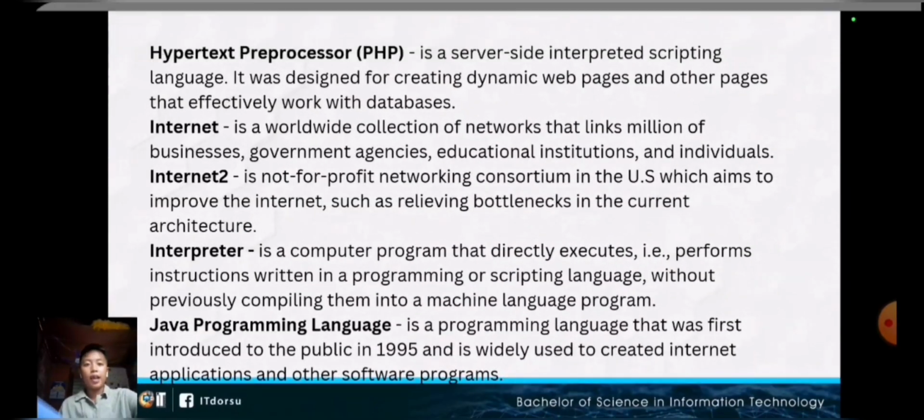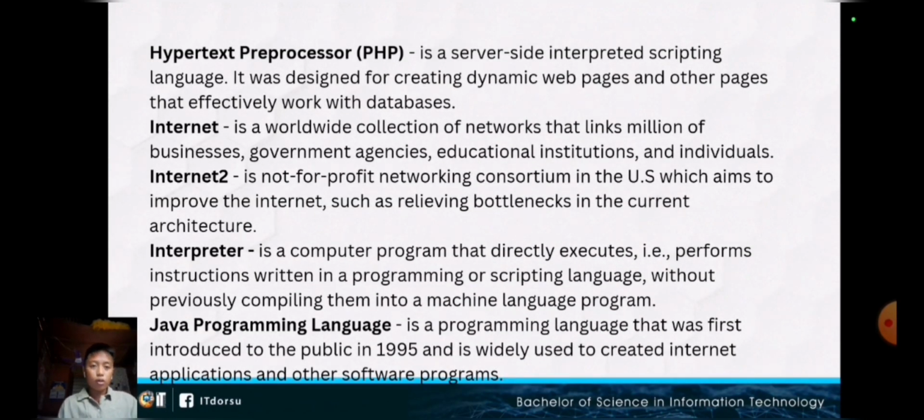Next is the hypertext preprocessor or PHP. It is a server-side interpreted scripting language. It was designed for creating dynamic web pages and applications that effectively work with databases. So, PHP is used to create dynamic web pages and interactive HTML pages.